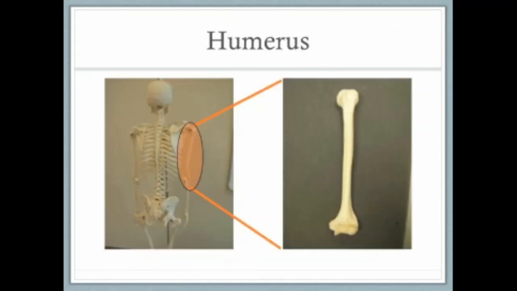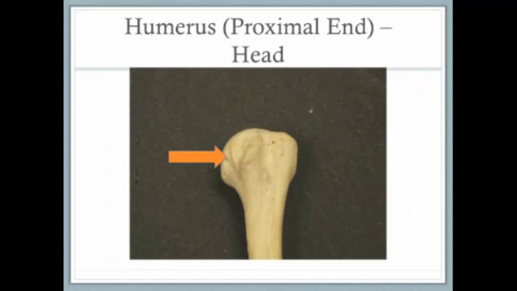We will now begin our discussion of the humerus. The humerus is the proximal bone in your arm and articulates at the glenoid fossa of the scapula. It articulates with the radius and the ulna at the distal section. At the top of the humerus you will find the head. This is the portion that articulates with the glenoid fossa.